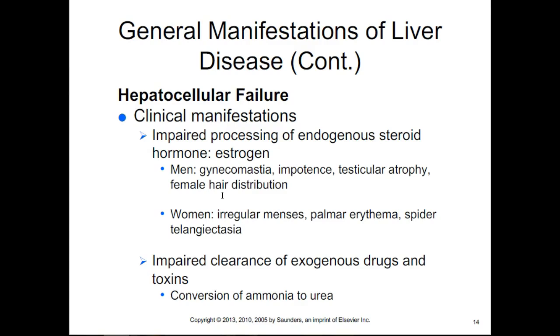Which are kind of abnormal clusters of capillaries. And then palmar on the palms of the hands, right? So impaired clearance of exogenous drugs and toxins. So much like the kidney, right? So they've always told you that your drugs are going to get processed by one of two places. It's either going to be the liver or it's going to be the kidneys.